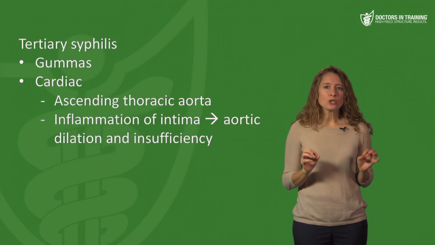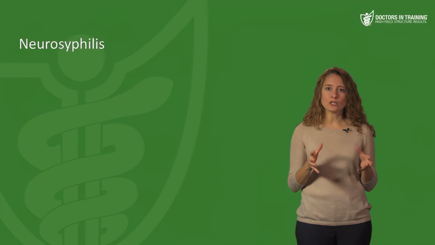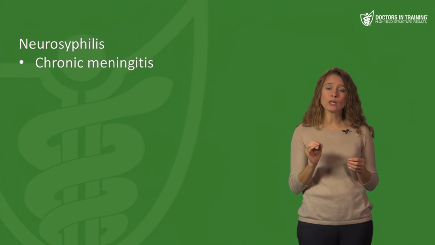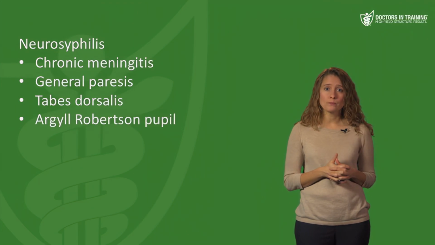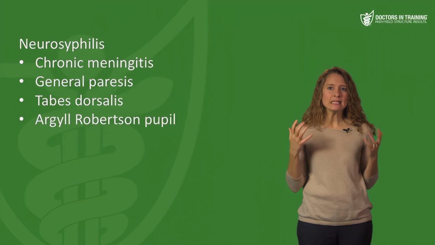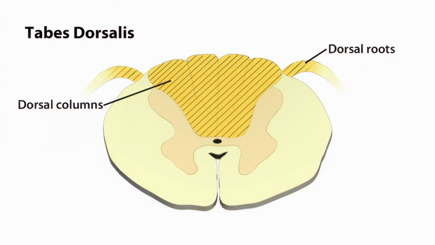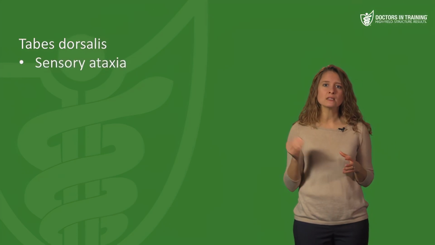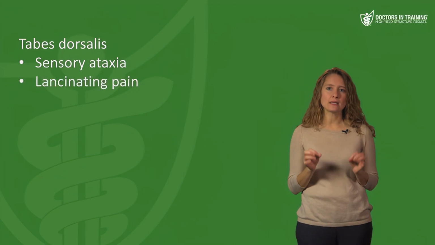Now, the neurological complications of syphilis infection are referred to as neurosyphilis. And one important neurological complication to remember is chronic meningitis. Other important complications to remember include general paresis, tabes dorsalis, and Argyll-Robertson pupil. General paresis is a dementing illness that's associated with late syphilis. Tabes dorsalis is a disease of the posterior dorsal columns of the spinal cord and of the dorsal roots. And this leads to sensory ataxia and sudden severe stabs of pain in the body. And this type of pain is described as lancinating pain.